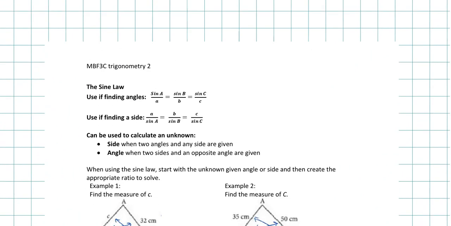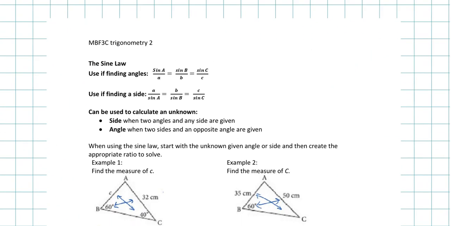Okay? Sine law says if I have A over sine A, it's going to equal B over sine B. It's going to equal C over sine C. Same as if I have the other way around. If I have sine A over A, it's going to equal sine B over B. It's going to equal sine C over C.